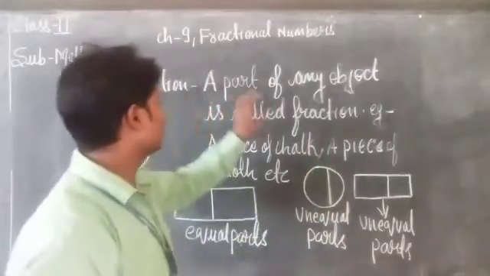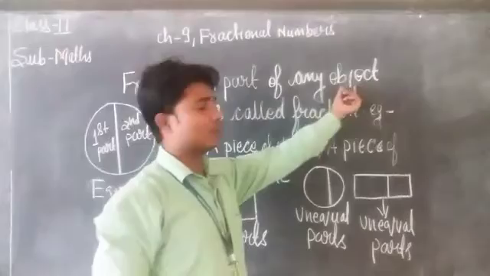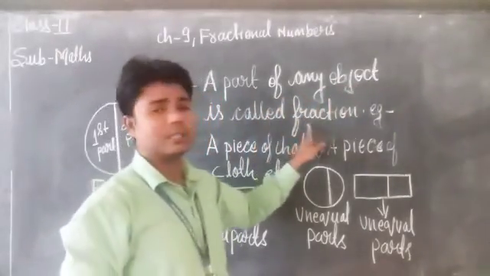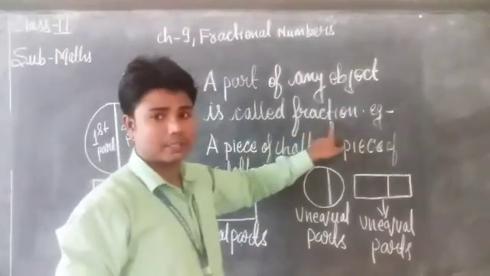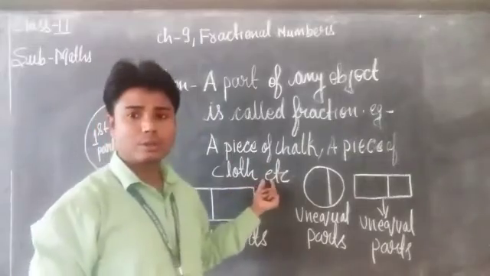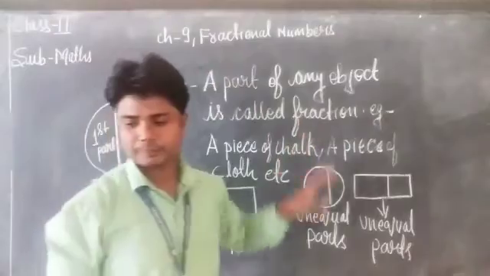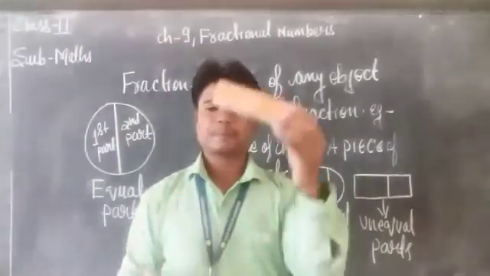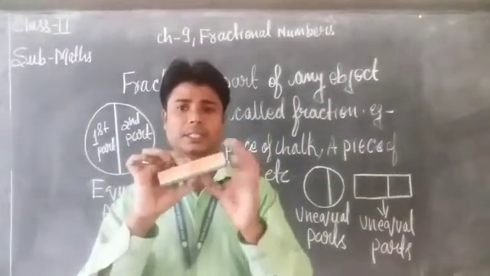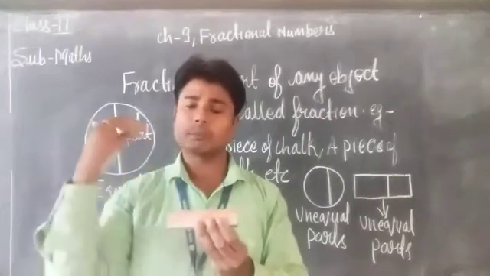Now again I am going to explain this fraction once more. A part of any object is called what? Fraction. Example, we can take a piece of chalk, a piece of cloth. These are examples of what? Fraction. See, this is a duster. When I break it into two parts, it means the duster is divided into two parts. It may be equal or it may not be equal.